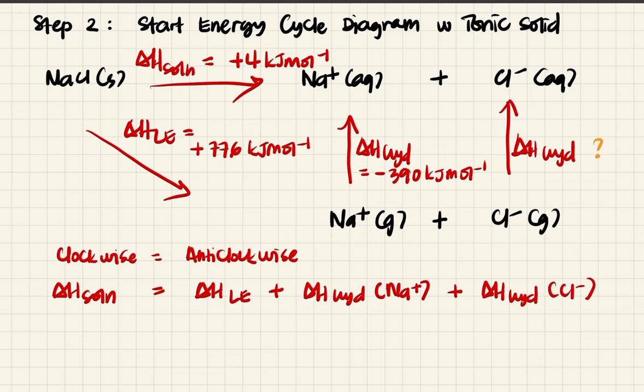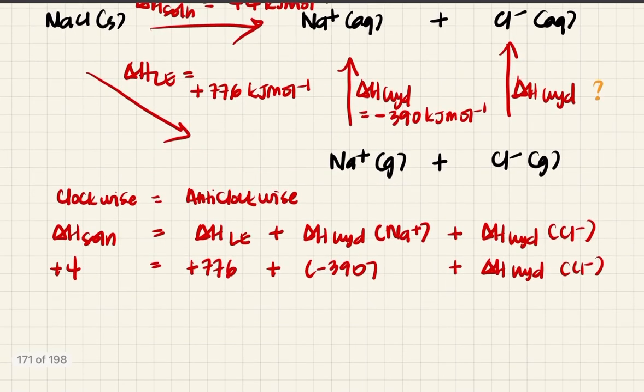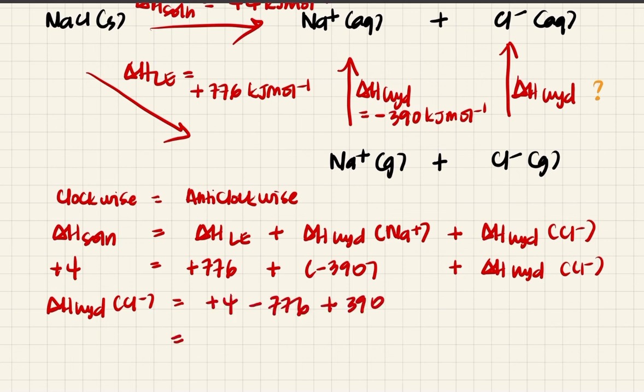Alright, so let's plug in our values. To find delta H hydration of Cl minus, we are just going to rearrange. So you will get minus 382 kilojoule per mole for the delta H hydration of Cl minus ions.